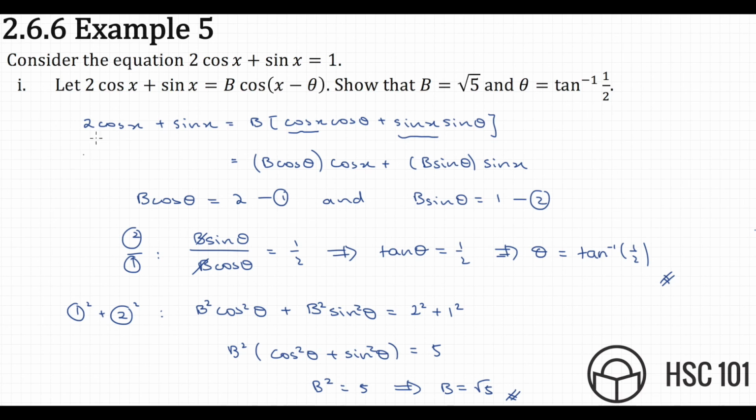As I mentioned in example 4, make sure you think about why we use specific forms for specific variations of linear combinations of sine and cosine. So think about why, in this case, when we have a cosine x plus b sine x, we use cosine of x minus some angle to represent the compound angle. That being said, this concludes example 5.